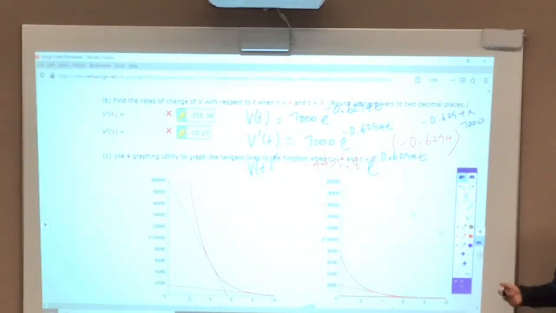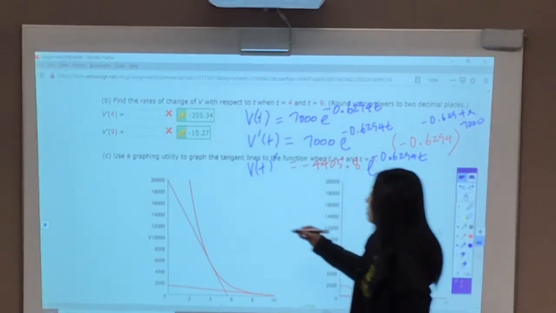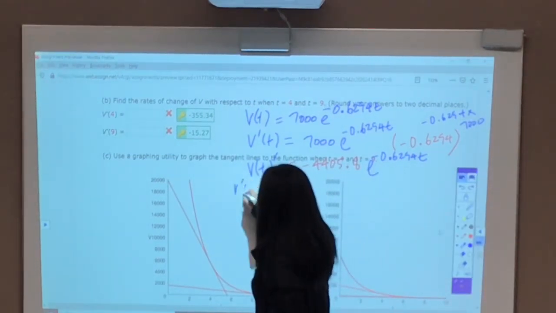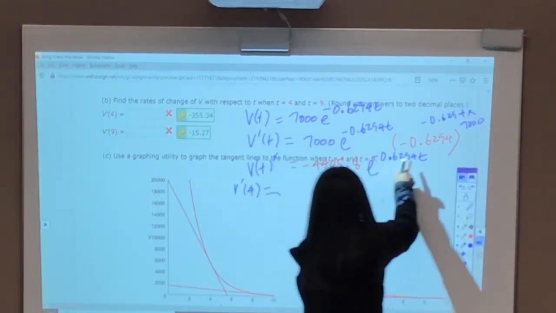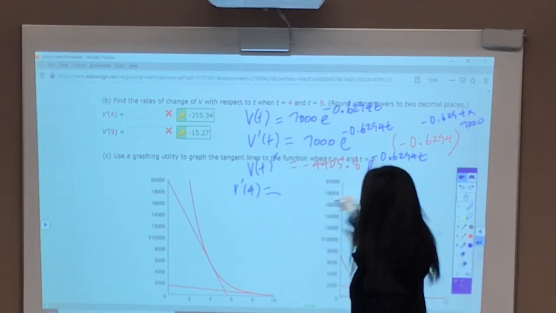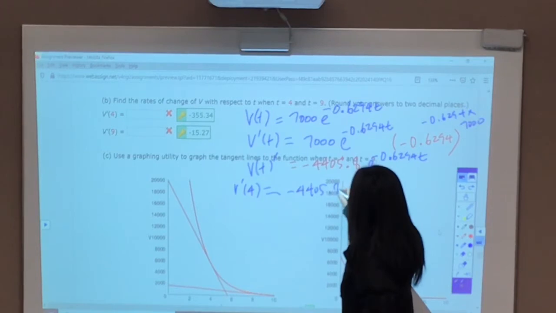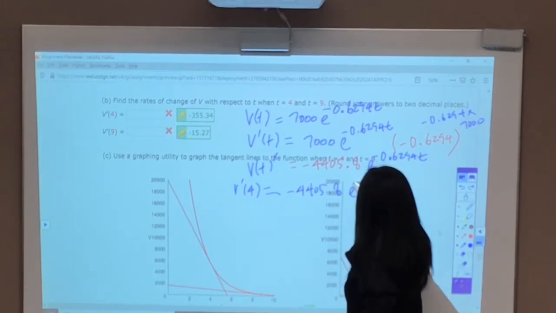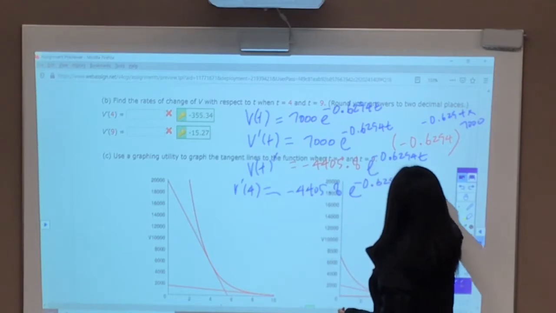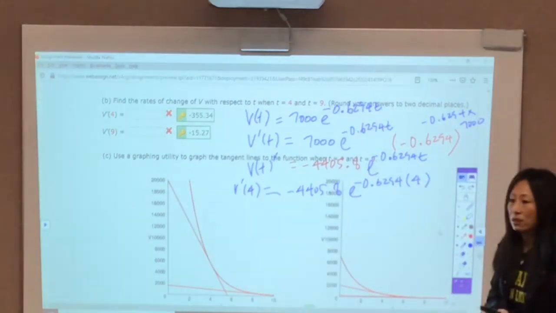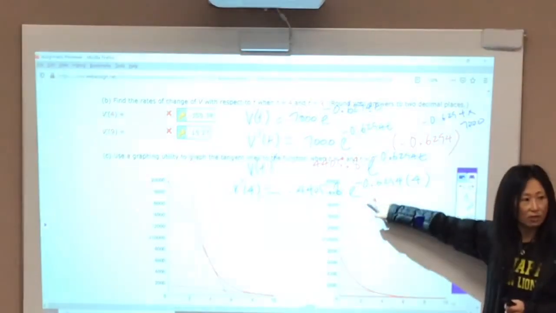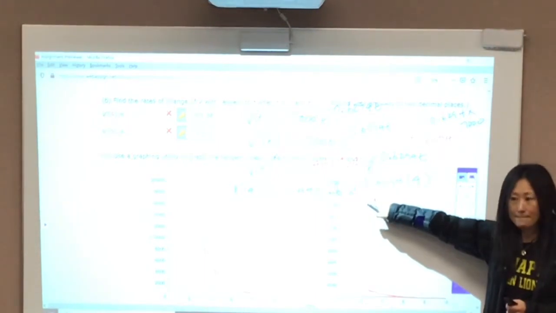Now it's easy. In V prime of t, I'm going to replace t with 4. So negative 4405.8 e to the negative 0.6294 times 4. So how do you know how to put this in your calculator? Hit the second ln.